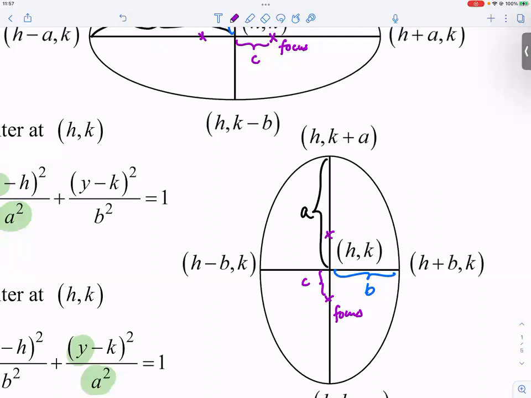So earlier today, I asked a student what is C, and they just said focus, and I said that's not helpful. It is the distance from the center to the focus.